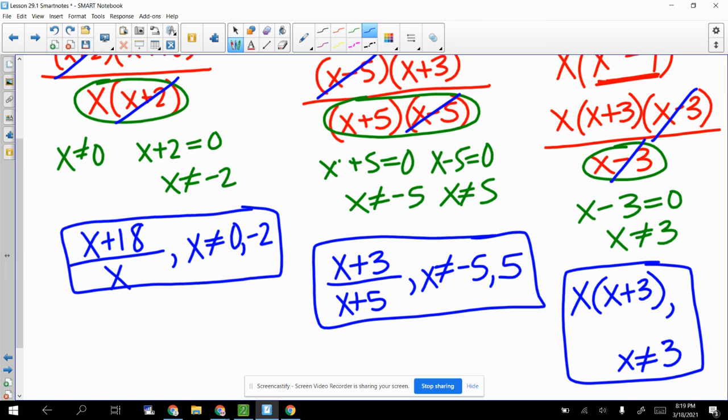Okay, so that's it for today. That's why we reviewed factoring, because this is really just a lot of factoring and then stating your restrictions and simplifying. Okay, so let me know if you have any questions and have a good one.